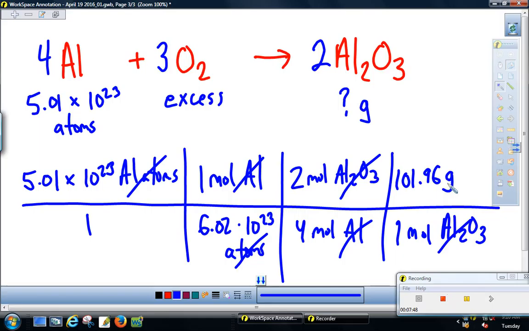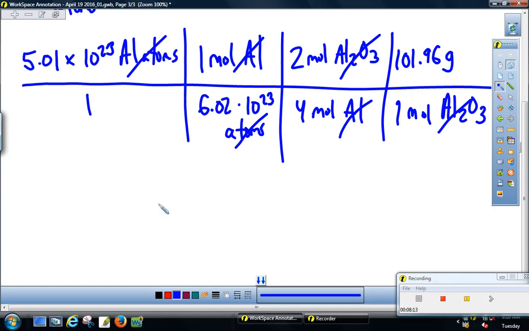So let's go ahead and calculate 5.01 times 10 to the 23rd divided by 6.02 times 10 to the 23rd. And we're going to multiply that by 2. We're going to divide that by 4. And then we're going to multiply that by 101.96. And we've got to round to 3 sig figs since this only has 3 sig figs. So our answer would be 42.4 grams of aluminum oxide produced.